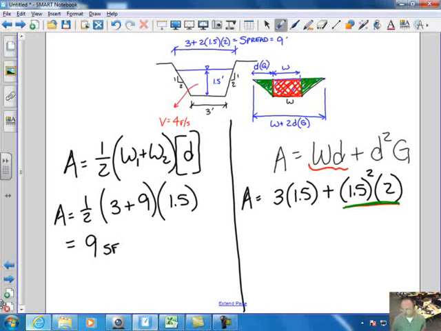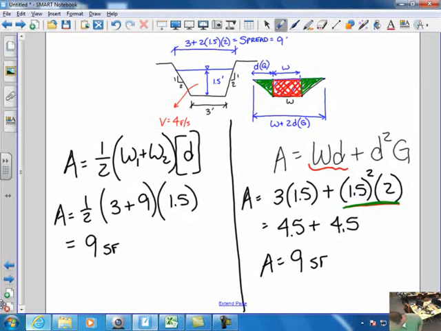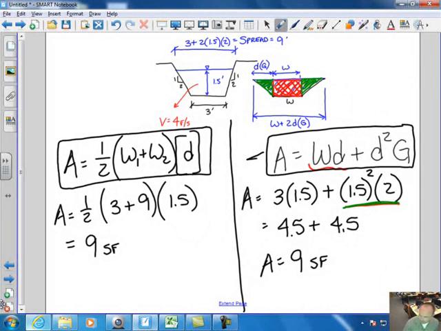Notice there are two triangles, and when we take the two triangles, it becomes a square. So 3 times 1.5 gives me 4.5, plus 1.5 squared times 2, which is 4.5, and thus we get the same area, 9 square feet. So indeed, these two equations are exactly the same. A lot of the hydrology textbooks will use this equation because of the parameters that are given. This way we don't calculate the spread, we just use the bottom channel width, the depth, and the side grades to calculate the value of our flow. So two equations that give us the same area for a trapezoidal channel.